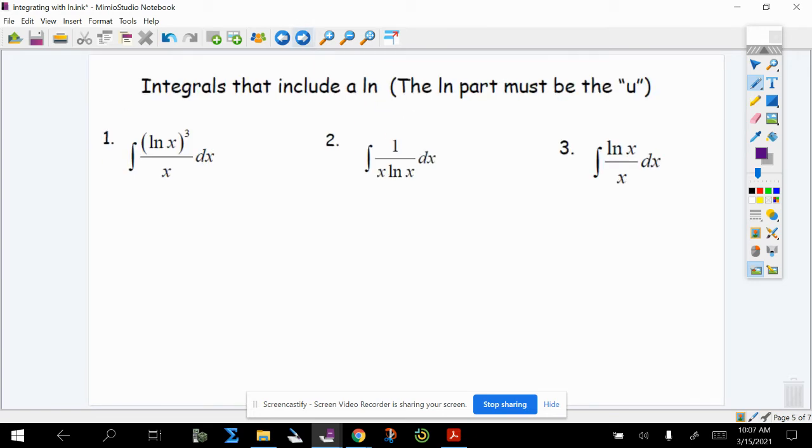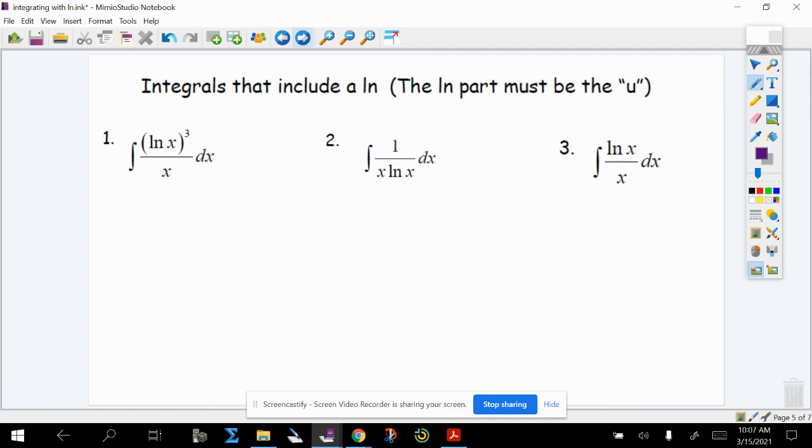The second special type, I actually think this is a little more common on the AP test, is what do you do if your integral actually has a natural log within it? Everything we've done to this point, a natural log was the result when you were done integrating. But what if it starts with one to start?